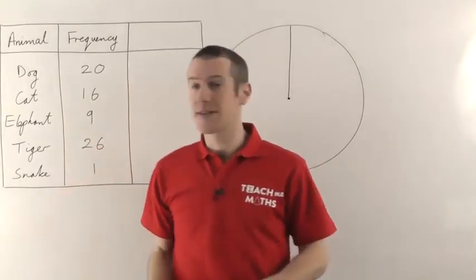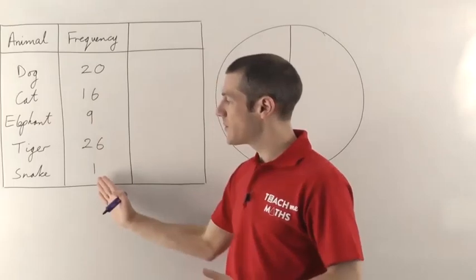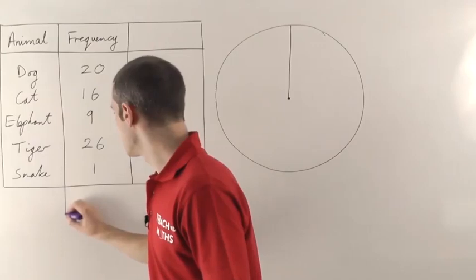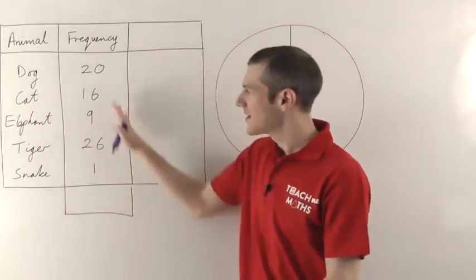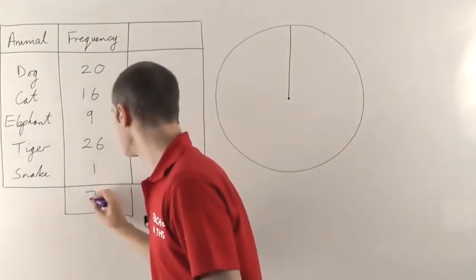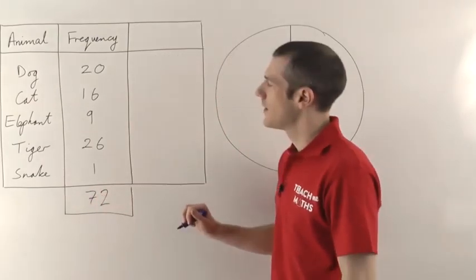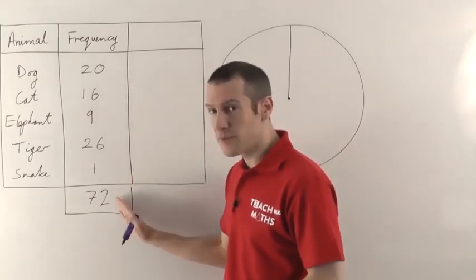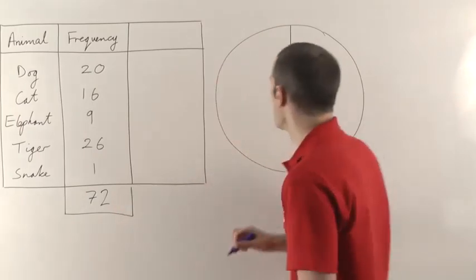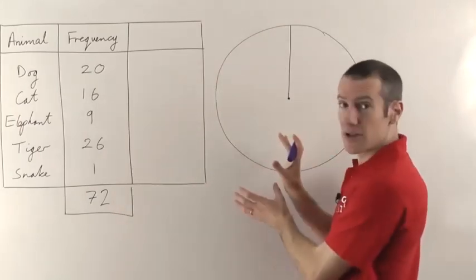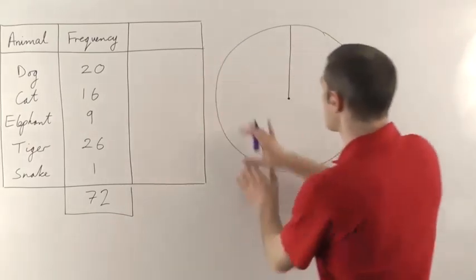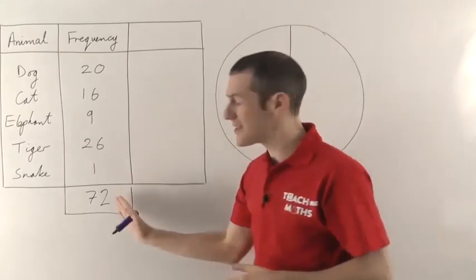So, in order to do that, the first thing you need to know is how many people you've got all together. So you add up all your frequencies. Now, I have already carefully constructed my frequencies, so they should add up to 72. So the total number of people who answered my questionnaire comes to 72. The total angle in the whole circle is always 360 degrees. So you've got 360 degrees that you need to share out amongst 72 people.